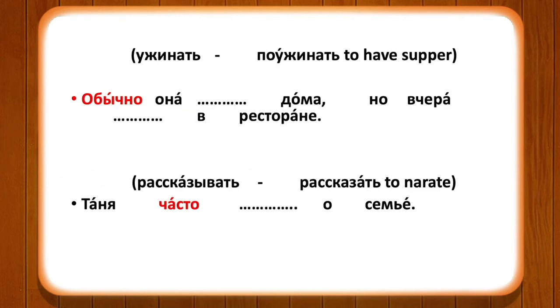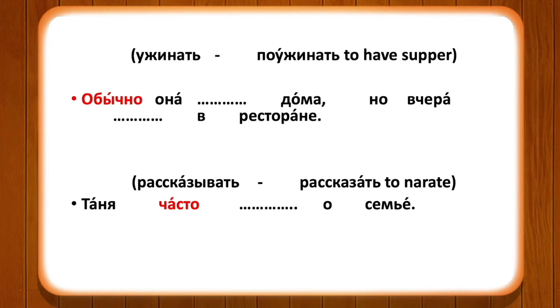Let us see the next sentence where you have to use the verbs ужинать or поужинать. Ужинать, поужинать means to have dinner, to have supper. Ужинать is the verb of imperfective aspect and поужинать is a perfective aspect verb. Let us see which verb will be used in this particular sentence.